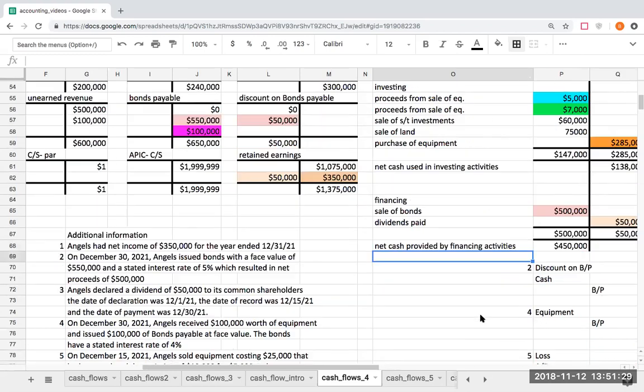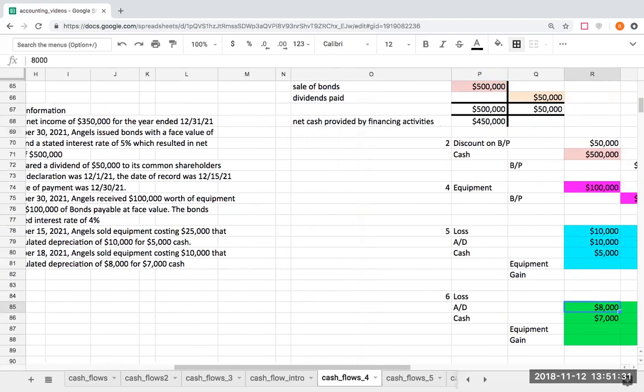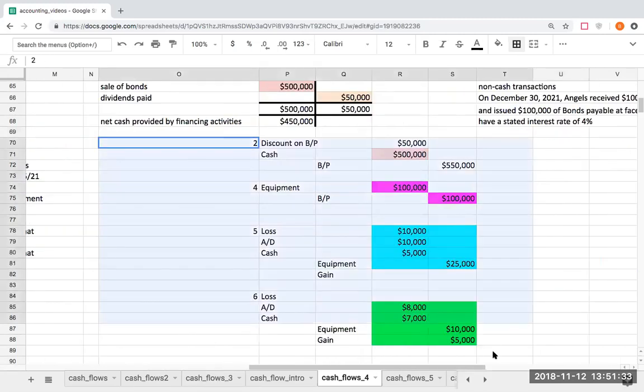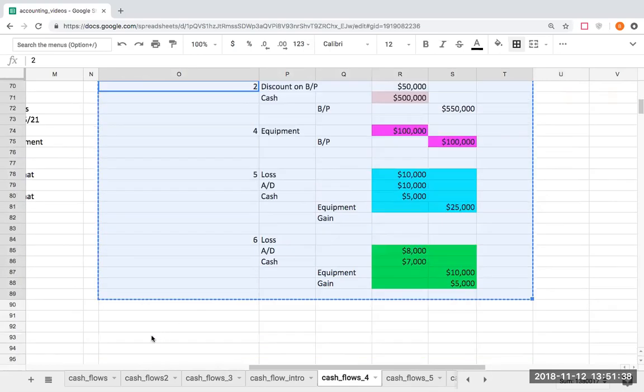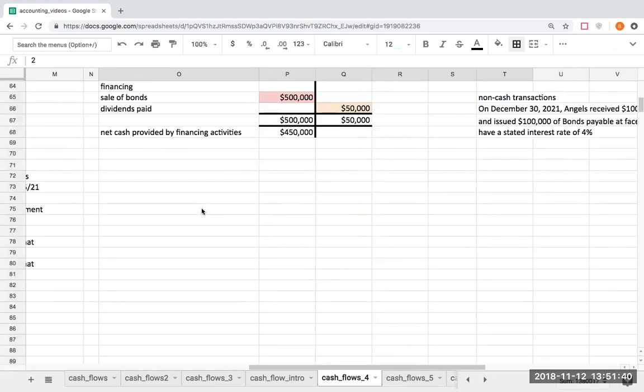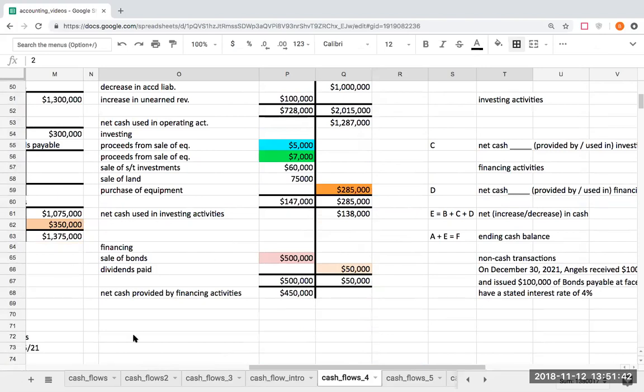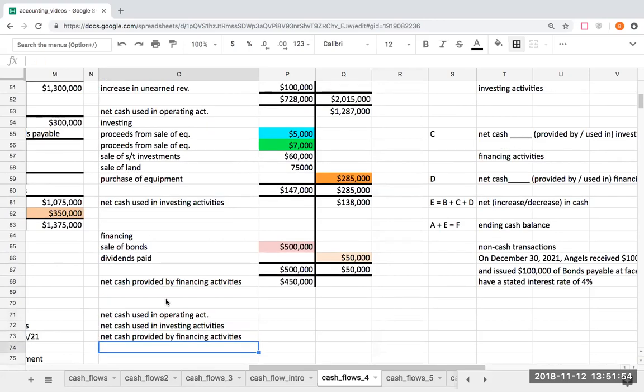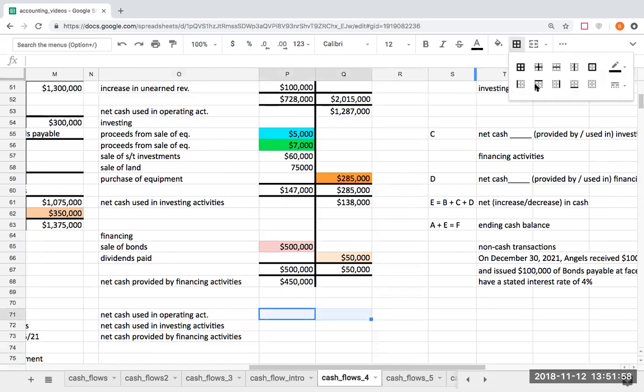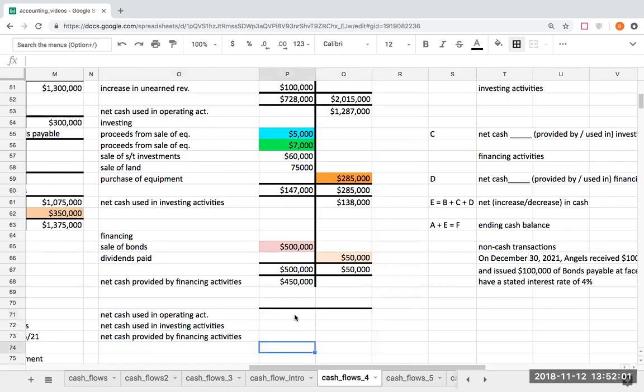Okay, now for the big drum roll to make sure we've gone through and done all of this correctly. Move some of these down here just for a little bit. Okay, to make sure we've done this correctly, what I need to look at is my net cash used in operating activities, my net cash used in investing activities, and my net cash provided by financing activities. And we'll make a little T account right here.